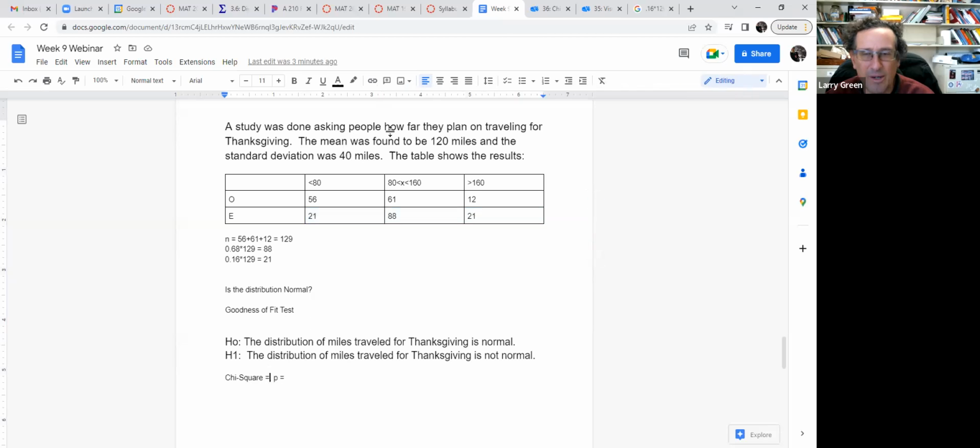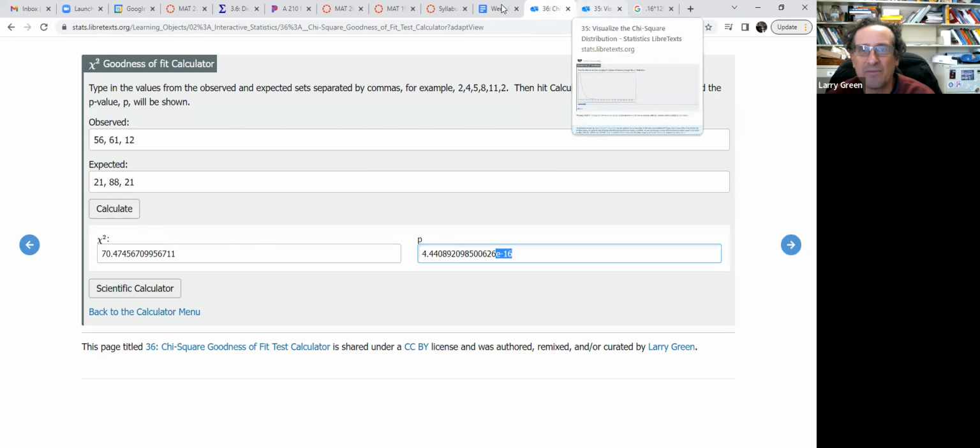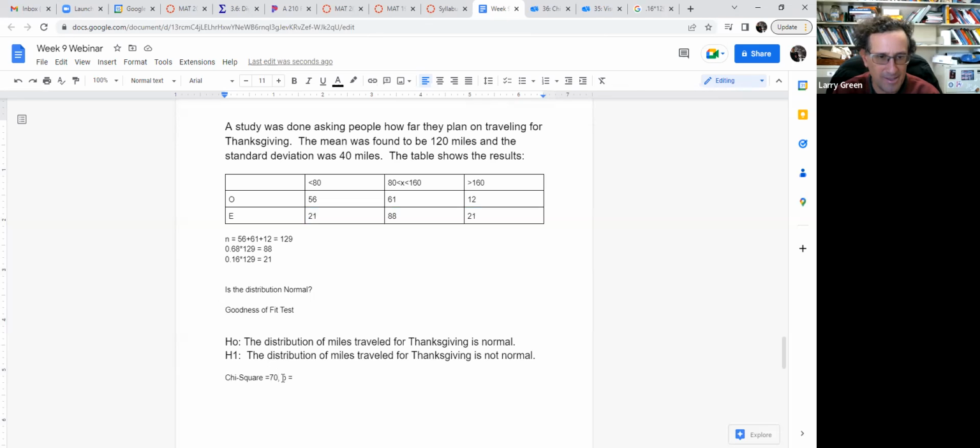Okay, so chi-squared, I should write it was 70 or so. It was exactly 70, good. And then close to 0 for the p-value. Basically, as close to 0 as you'll ever see.